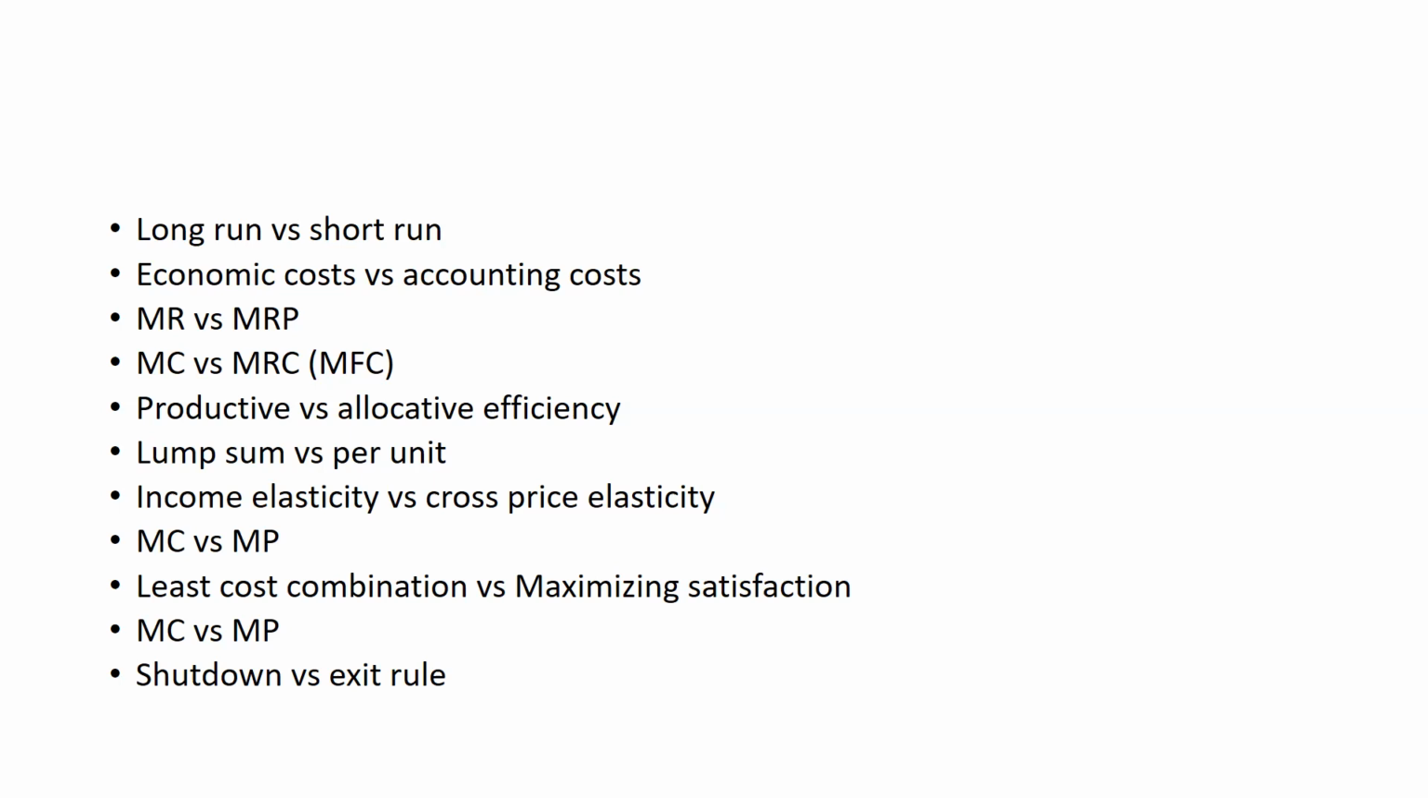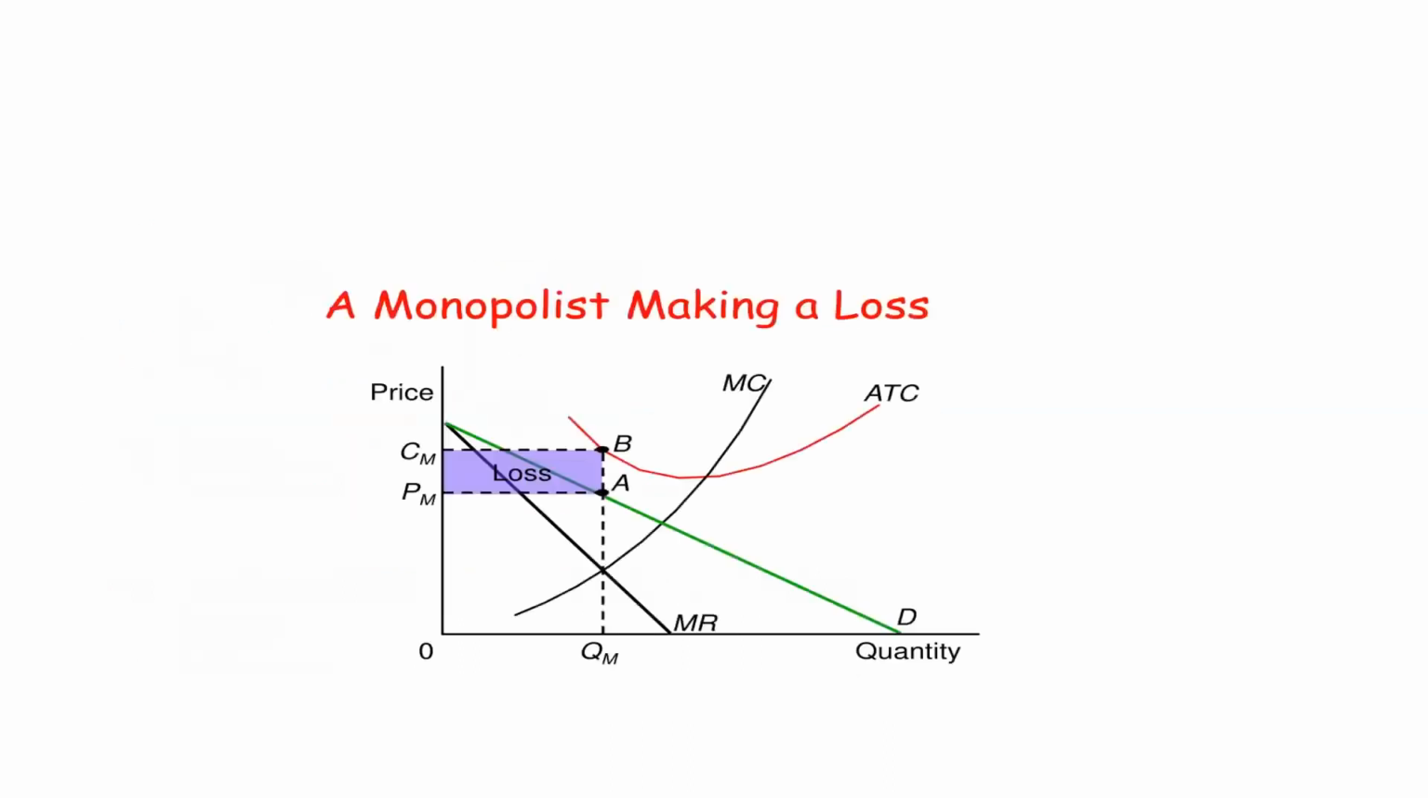Yeah, productive efficiency, Jake, is where MC crosses ATC, every spot on the production possibilities curve. And all that says is you're producing at your least cost. When you say it crosses ATC, does that mean like MC equals ATC? Yeah, like here, I'm just going to try to highlight it so you see it. Just right at this spot here where MC crosses ATC. Can you see that? Yeah, I get it. Okay. All right.